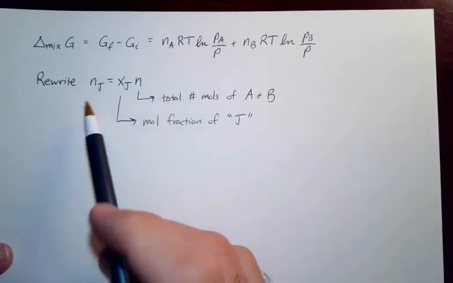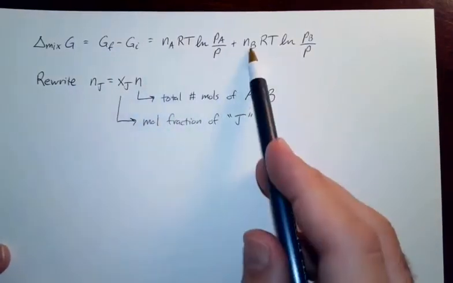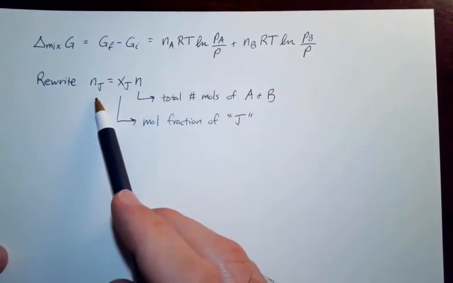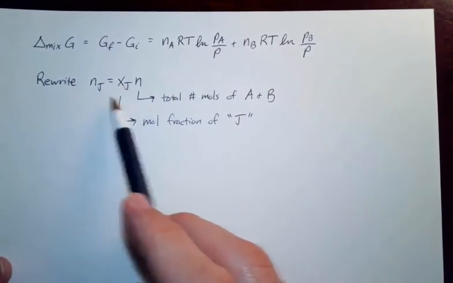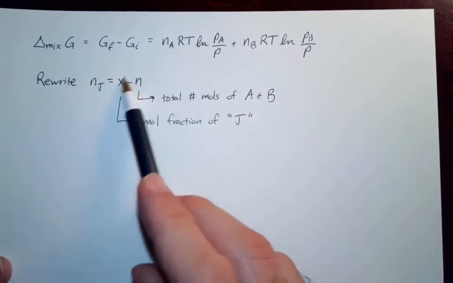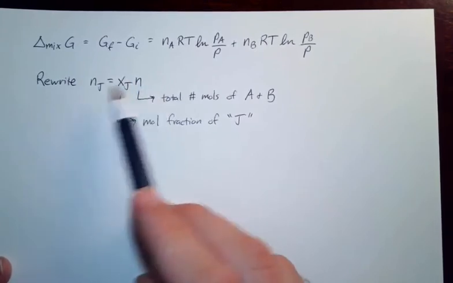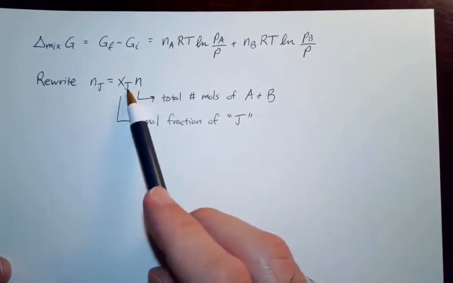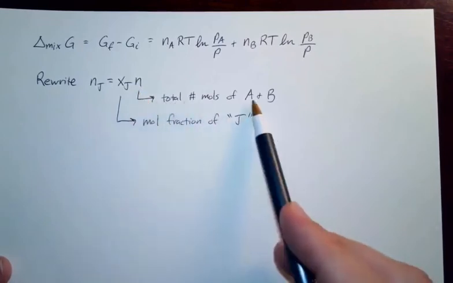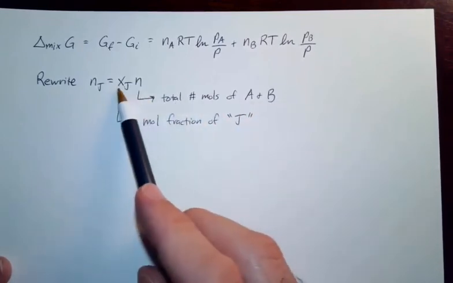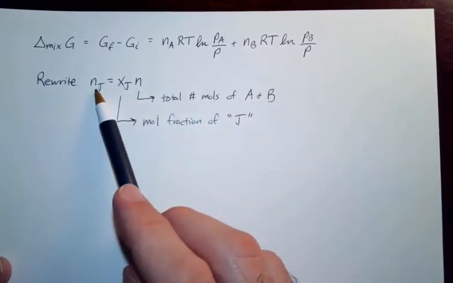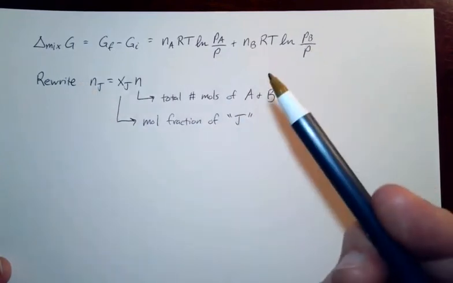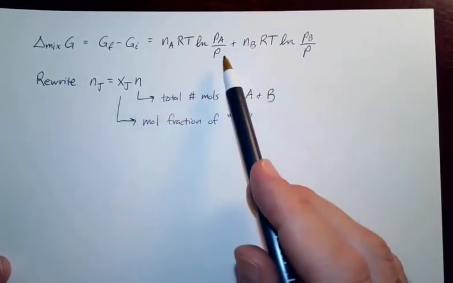Okay, so I'm going to rewrite this NA and this NB using this formula. This just says that if I take the mole fraction times the total number of moles, that'll give me the number of moles of that substance. So if J makes up 1/2 of the moles, I take 1/2 times the total number of moles of everything combined, and I will get the number of moles of J. So I'm going to make those substitutions up here.